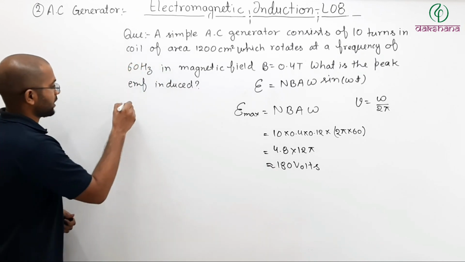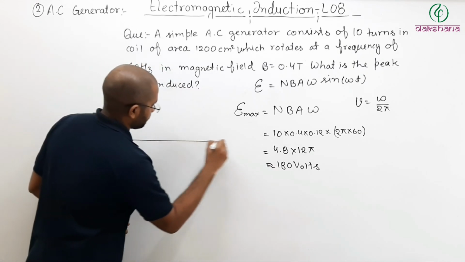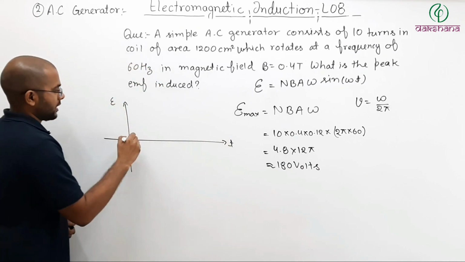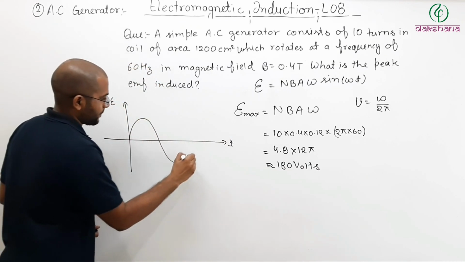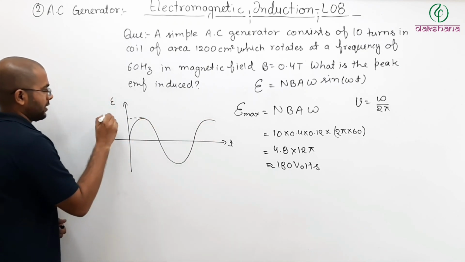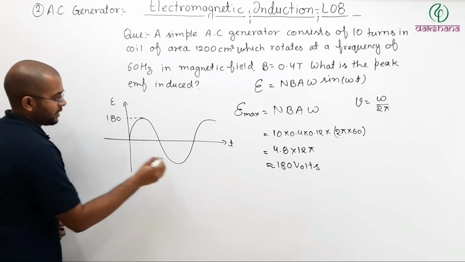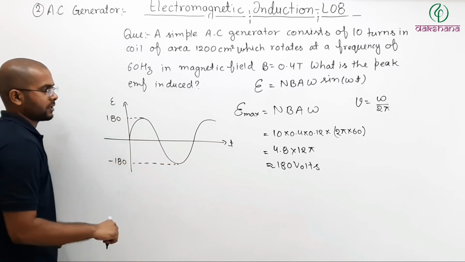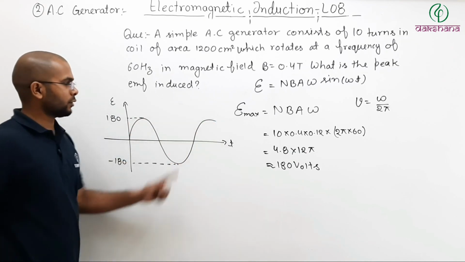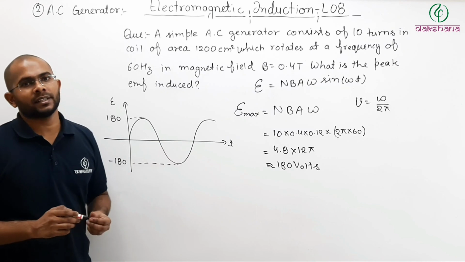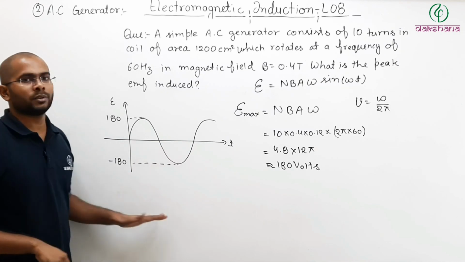So if you draw the graph, time versus EMF, then that graph will be like this and so on. And this maximum value will be 180 volts and this minimum value will be minus 180 volts. And the rest of the time your EMF will vary between plus 180 and minus 180. Pause the video, note it down.